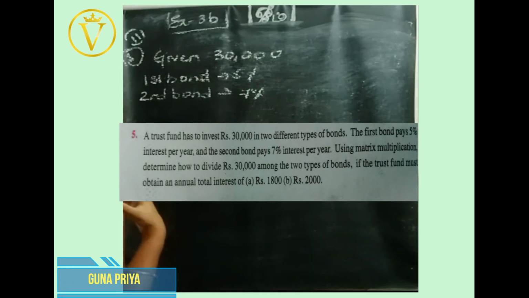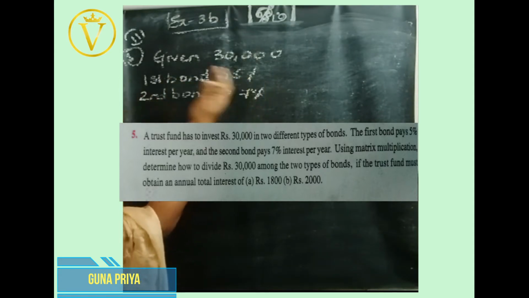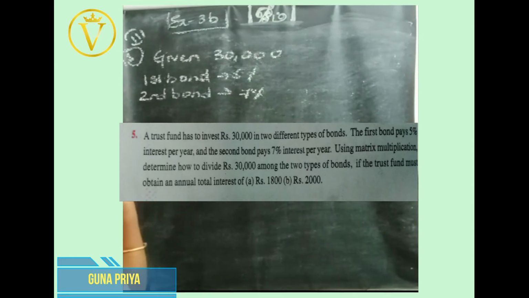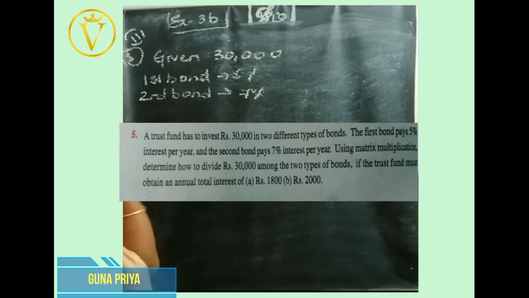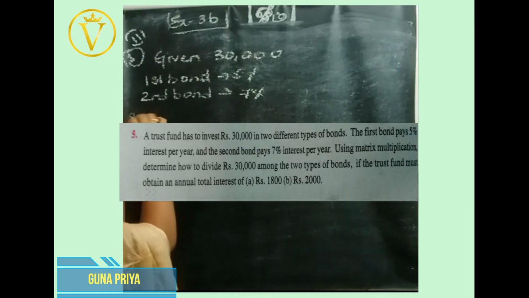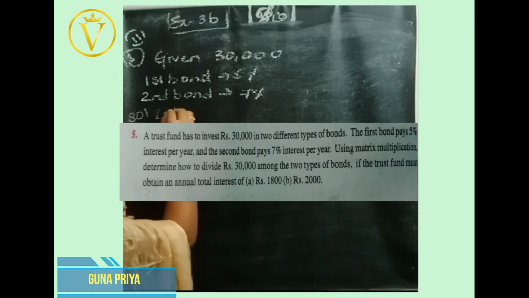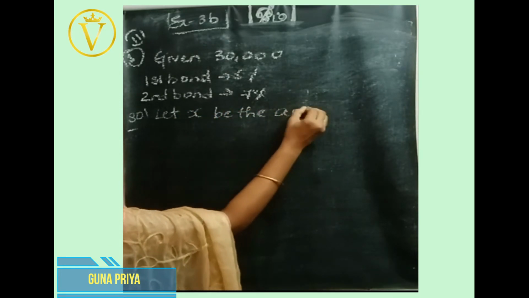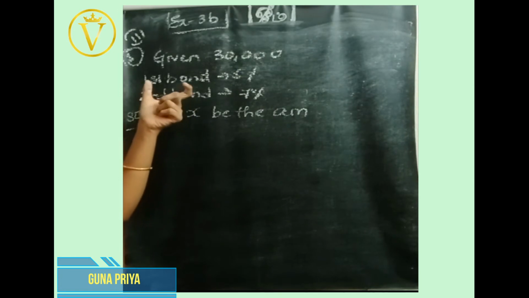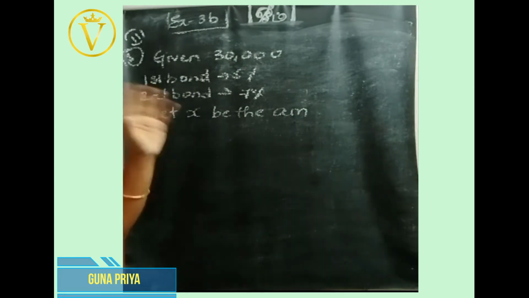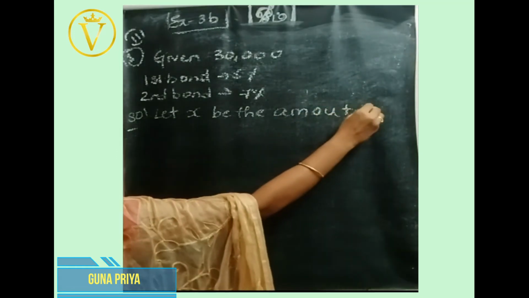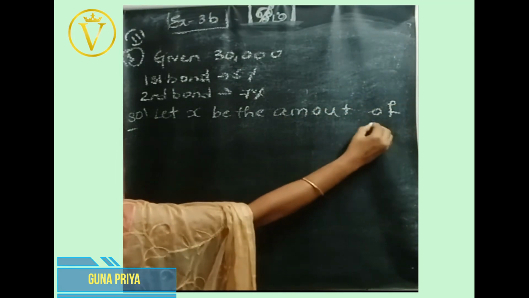We have to find out the first bond value and second bond value. What are the rupees of the first bond and second bond? But they have given only the interest. First, let x be the amount. Why? Because we don't know the rupees of the first bond, so I will take it as x. Let x be the amount of the first bond.